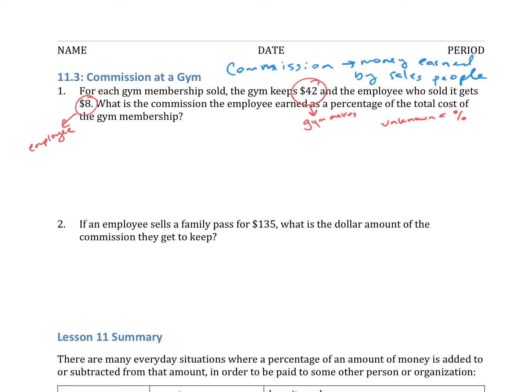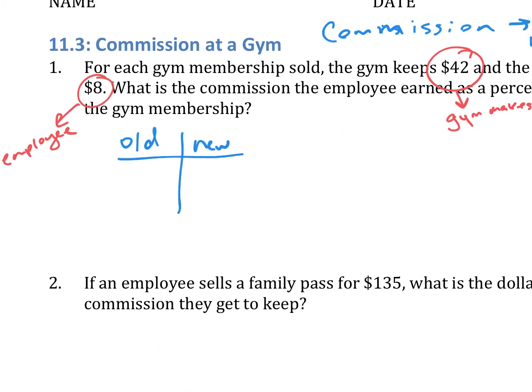For each gym membership sold, the gym keeps $42 and the employee who sold it gets $8. What is the commission the employee earned as a percentage of the total cost of the gym membership? So if I think about my strategy, we've been utilizing the table strategy, but you don't have to utilize it. I'm just going to stick with that because it's been very helpful.